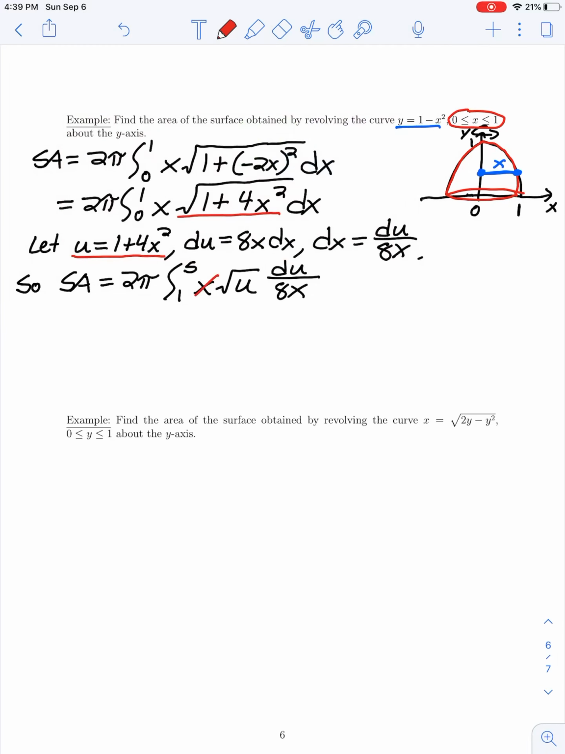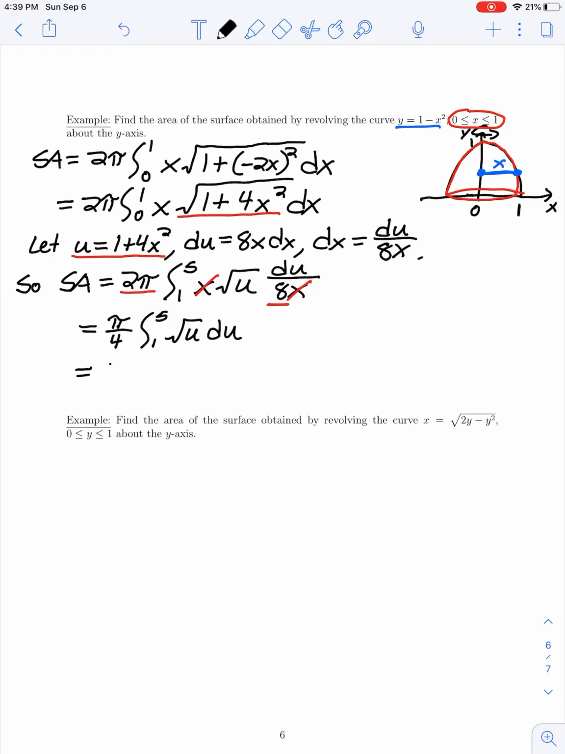So here we can cancel a factor of x in the numerator and denominator. And grouping our constants together, well, we had a 2 pi out in front. When we made our substitution, we had a factor of 1/8. So taking 2 pi over 8, we have a pi over 4 out in front, times the integral from 1 to 5 of root u du.